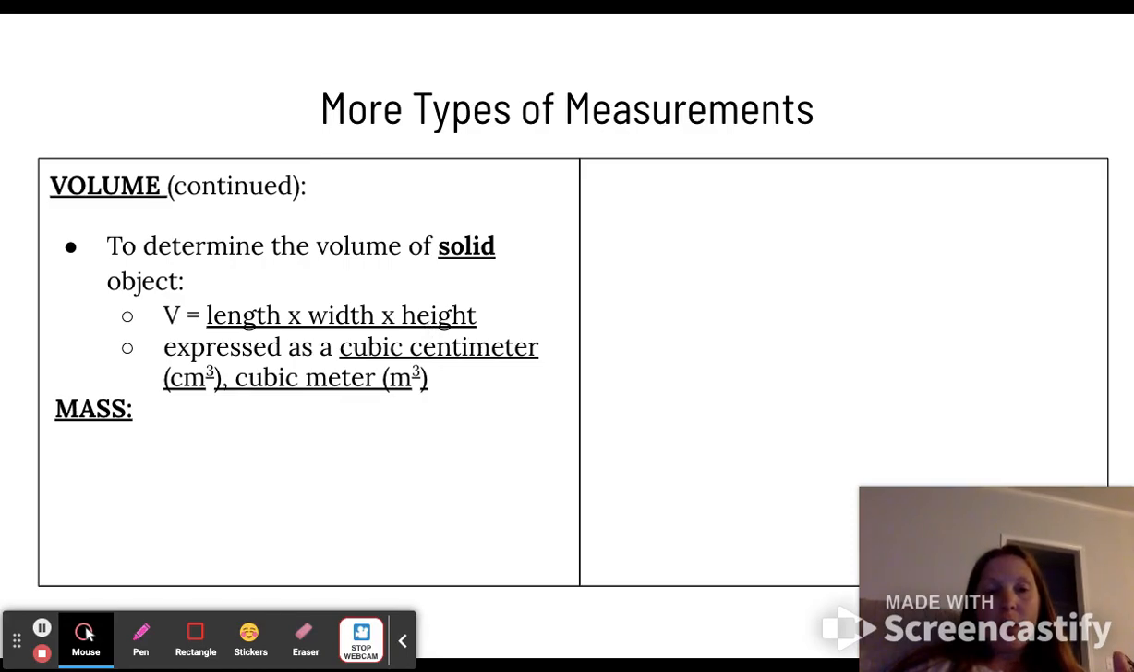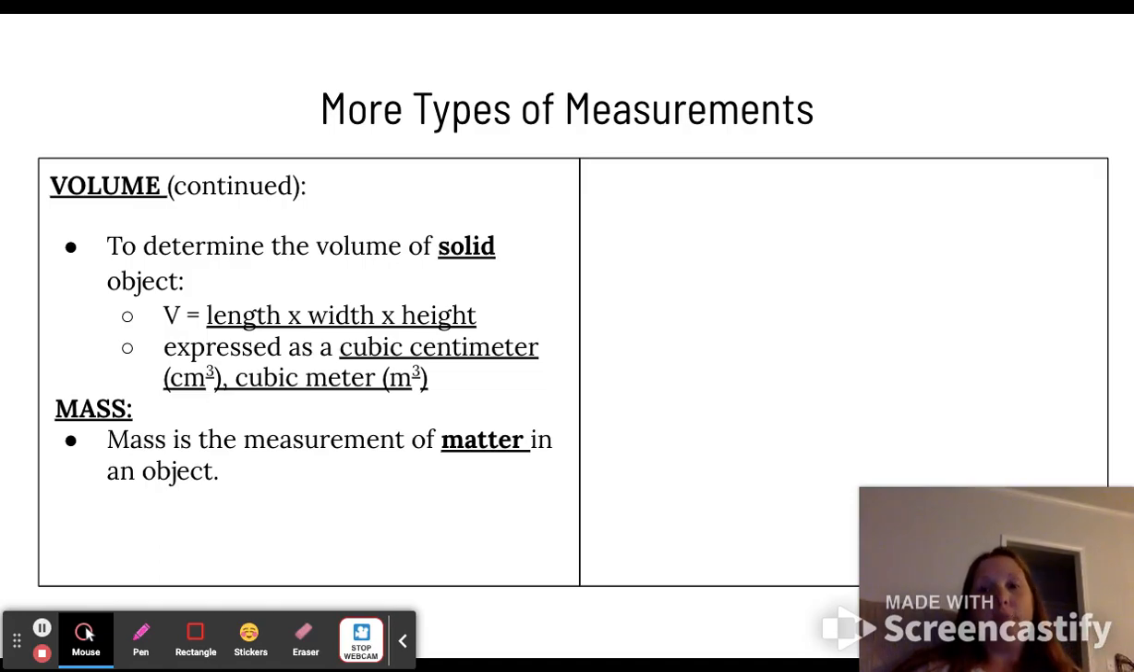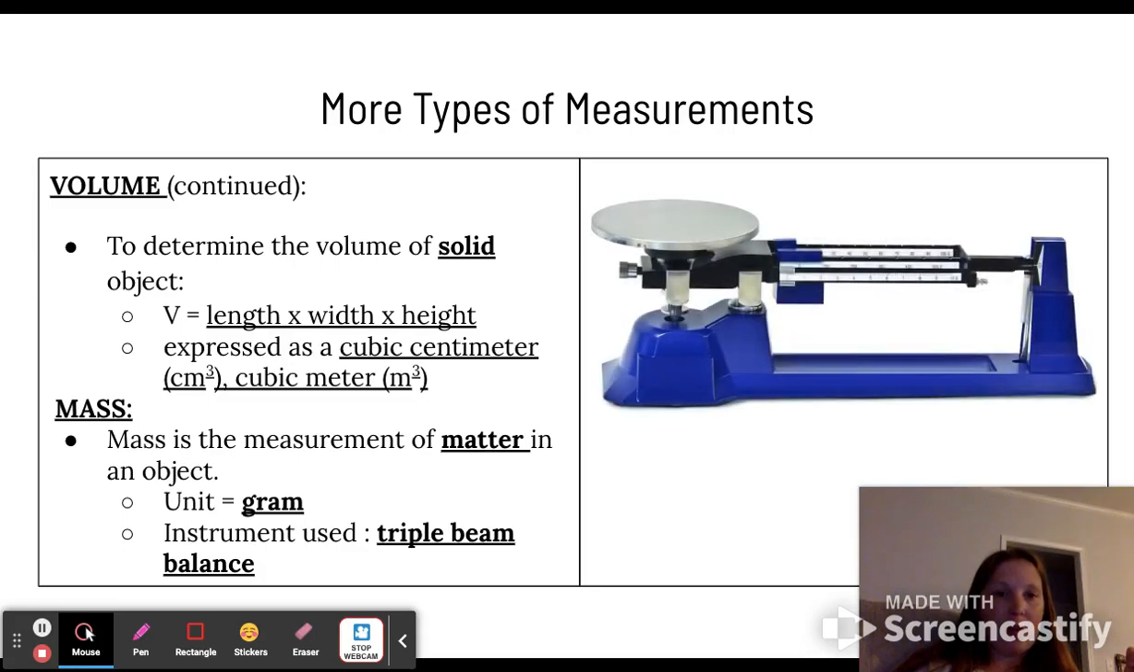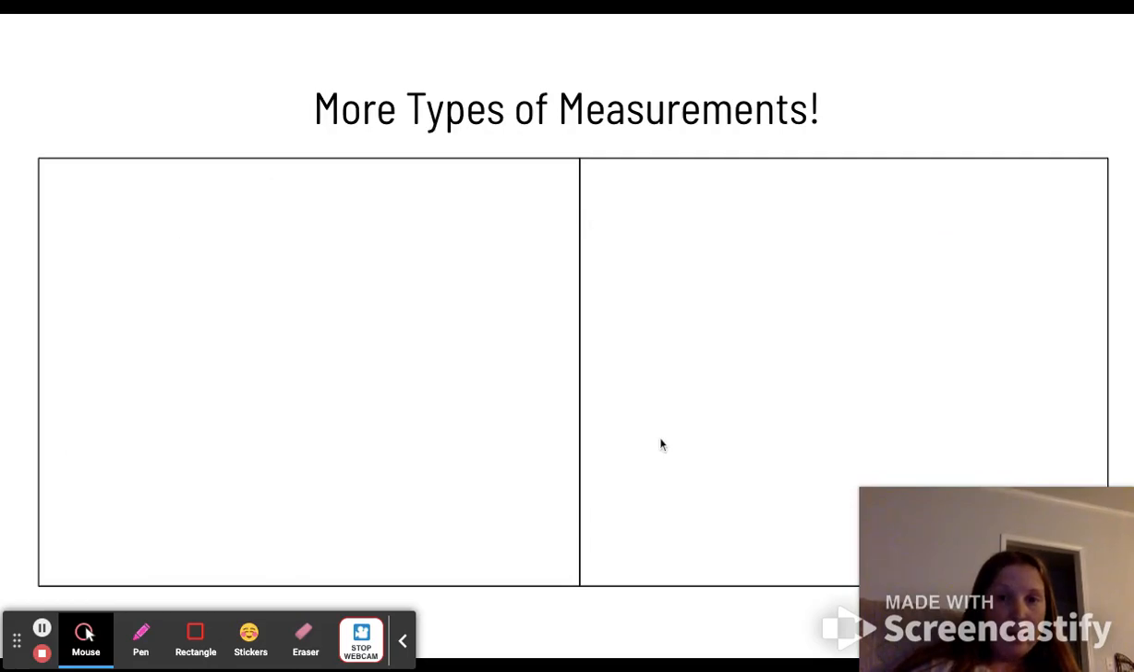Another measurement to know is mass. This is the amount of matter within a substance, how much it's made up of. And the unit that we normally use is gram. The SI unit is kilogram, actually. But in the lab, we tend to use grams because we don't need that much of a sample. And then we'll use a triple beam balance to measure in this course. So you guys should have seen one of these before. That's what we'll use to measure mass.